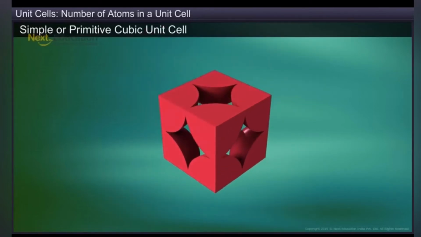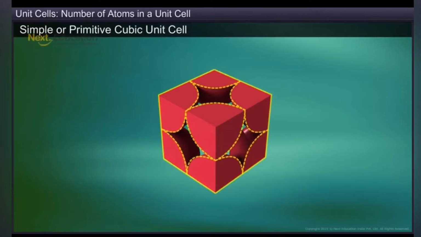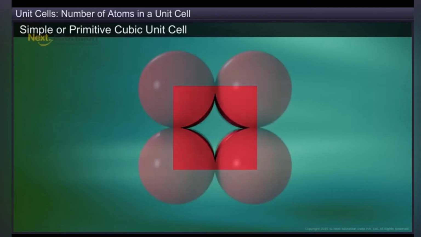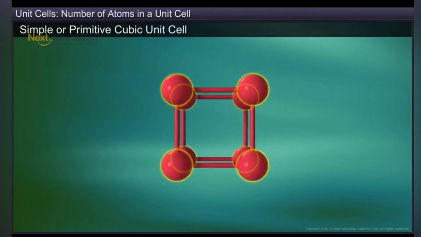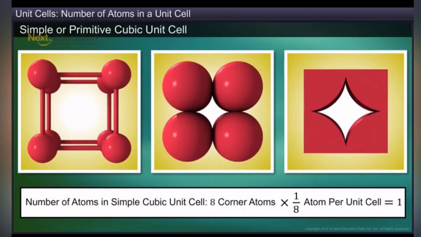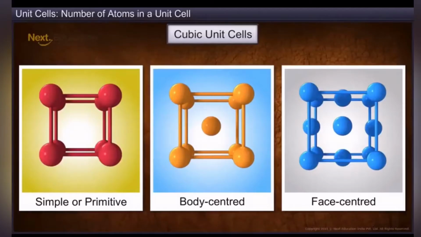This is the basic structure, and we can see one corner atom is shared by 8. One atom is shared by 8 parts, so we have 1/8 of each atom, and accordingly the number of atoms in a unit cell is 8 into 1 by 8. That makes it 1 atom per unit cell.